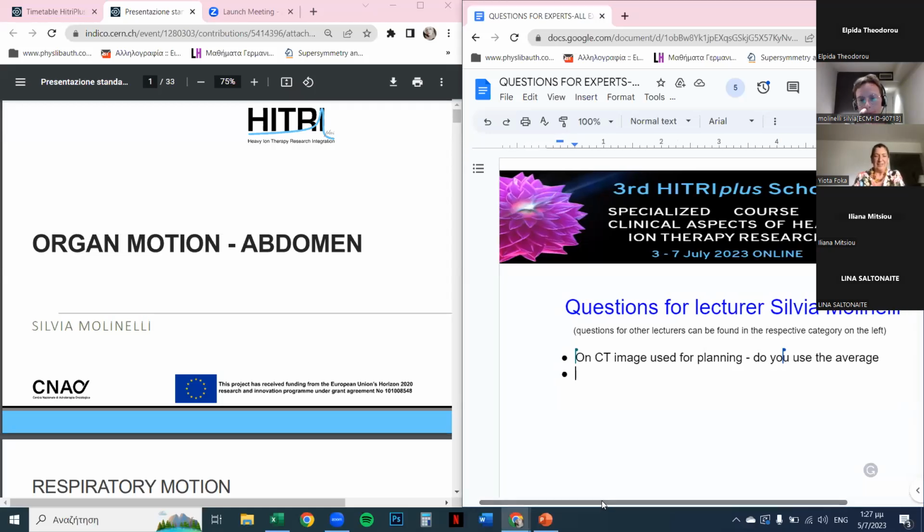Okay, just one question. On the CT image used for planning, do you use the average? No, we use the maximum expiration. Okay, thank you very much.